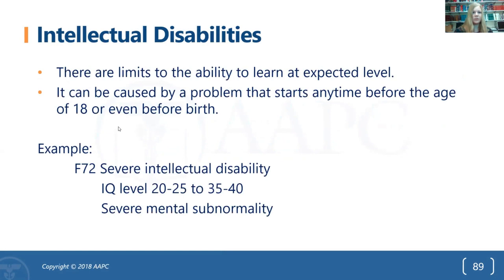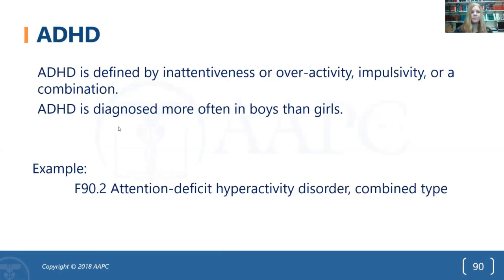With intellectual disabilities, there are limits to the ability to learn at the expected levels, and it can be caused by a problem that starts anytime before the age of 18 or even before birth. So for example, F72 is severe intellectual disability, which is IQ levels 20 to 25 to 35 to 40. And that's severe mental subnormality.